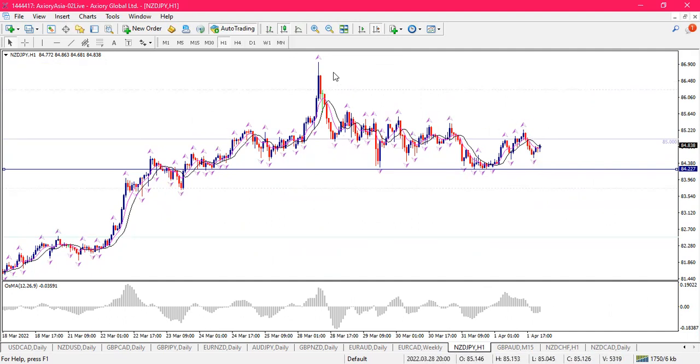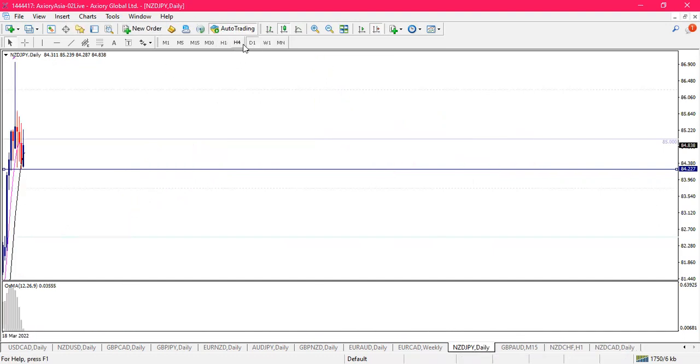So I don't trade the 1 hour. I trade more on the daily time frame, so I'll be looking more at that.